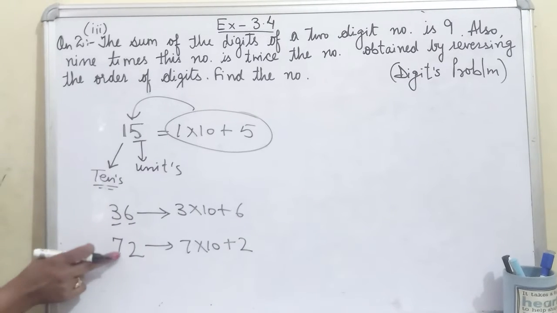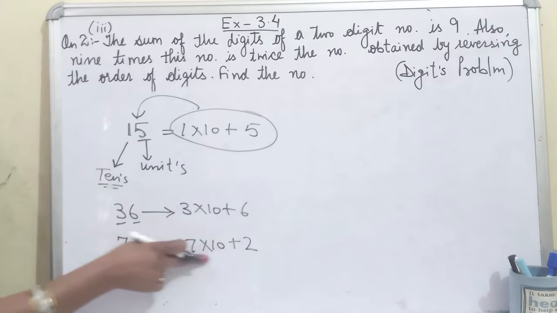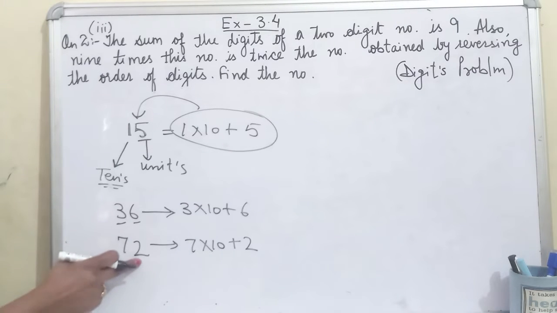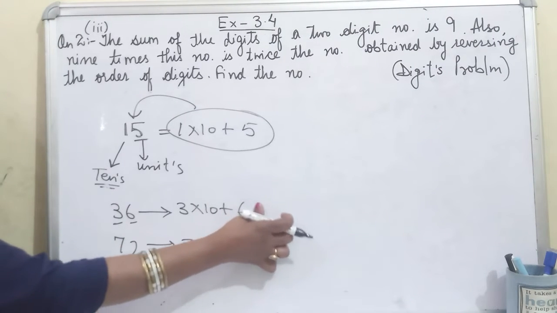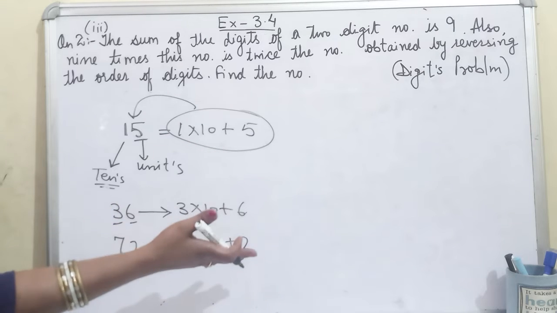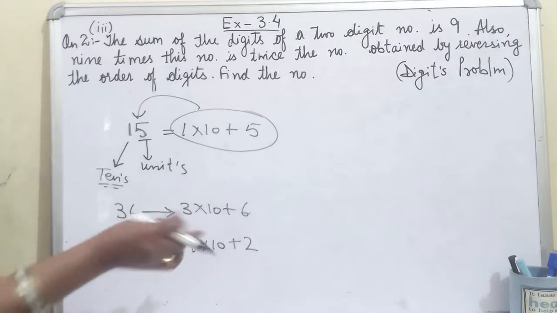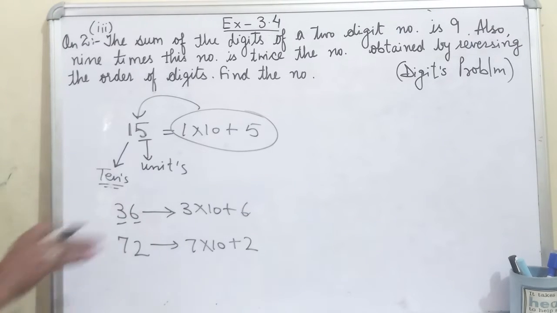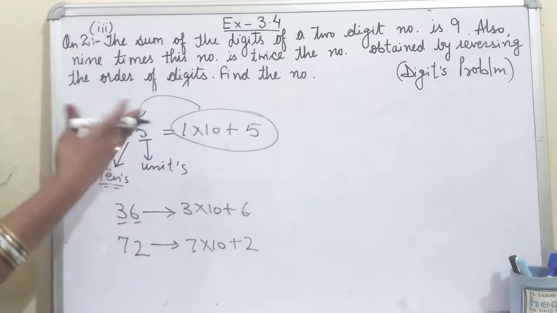So that means the digit which is at tens place, I have to multiply with 10, and the digit which is at ones place should be multiplied by 1. I'm not going to write that into 1 because the multiplication with 1 is the same. If I write 6 into 1 or 6, the result is the same. So this is just the basic concept of digits and number.